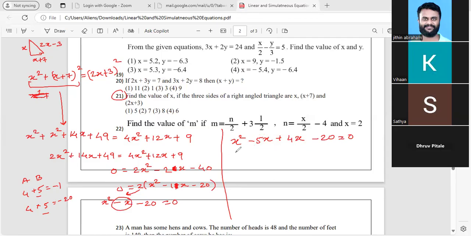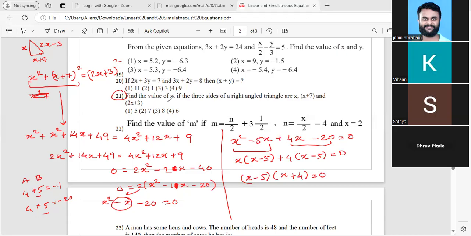Great. Now from the first two terms, I'll take x common. I'll write x minus 5 plus, from the next two terms, I'll take 4 common. I'll write again x minus 5. Now x minus 5, I will take common. I'll be left with x from here and plus 4 from here, x plus 4.